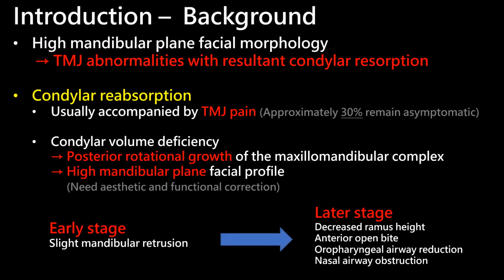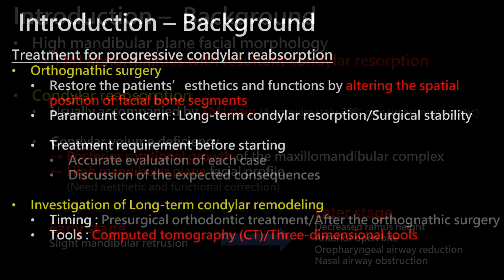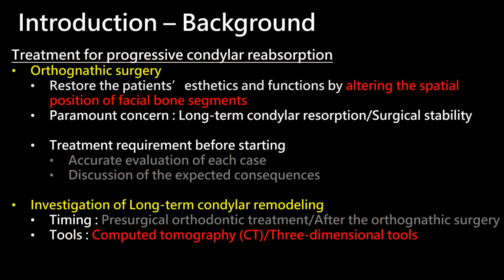Condylar volume deficiency will cause slight mandibular retrusion in the early stage, and also decreased ramus height and open bite, and even oropharyngeal airway obstruction in the later stage. For the treatment of progressive condylar resorption, OGS will be considered. It can restore the patient's aesthetics and function by altering the spatial position of the facial bone segments.